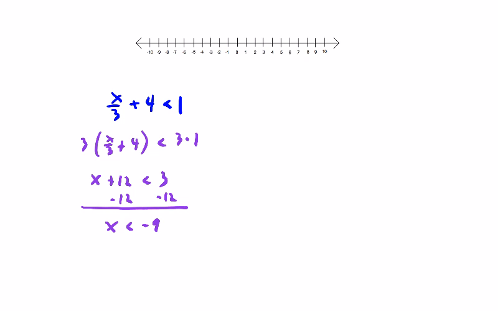So when I go to graph that, I'll put an open hole at negative 9, and I will include the numbers to the left of that. Let's just verify that this is in fact the answer by trying negative 10. Let's try this in the original equation. So negative 10 thirds plus 4 should be less than 1.